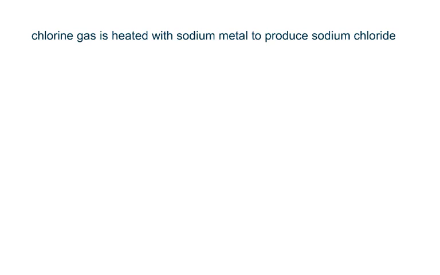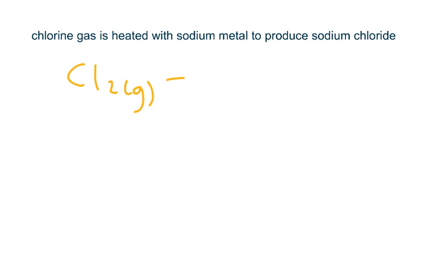So let's try writing balanced reactions given the words. If I said chlorine gas is heated with sodium metal to produce sodium chloride, what would you say? Let me just write that out. We know that chlorine gas exists as a diatomic molecule because it's one of the 7 we had to memorize. So it's Cl2 gas.